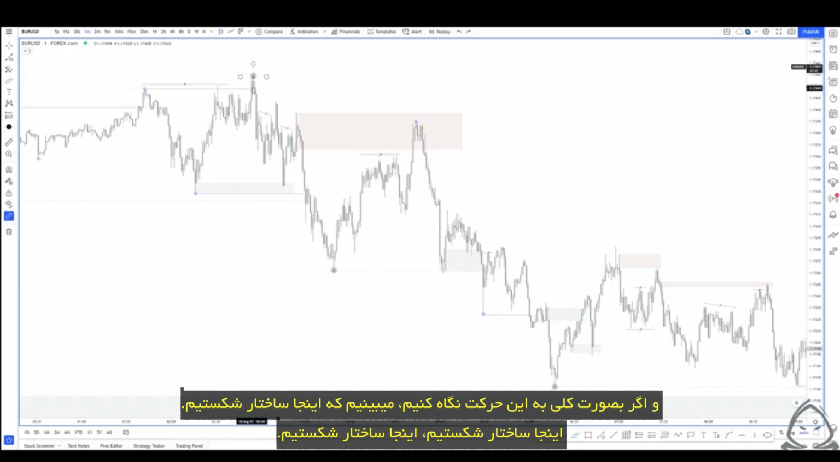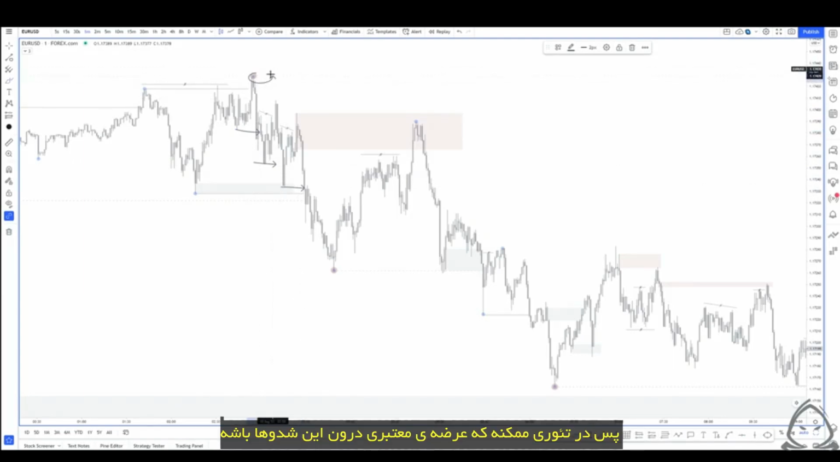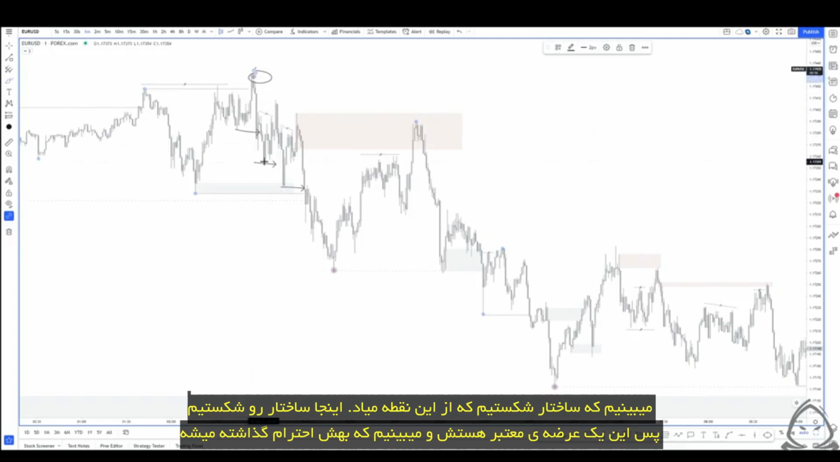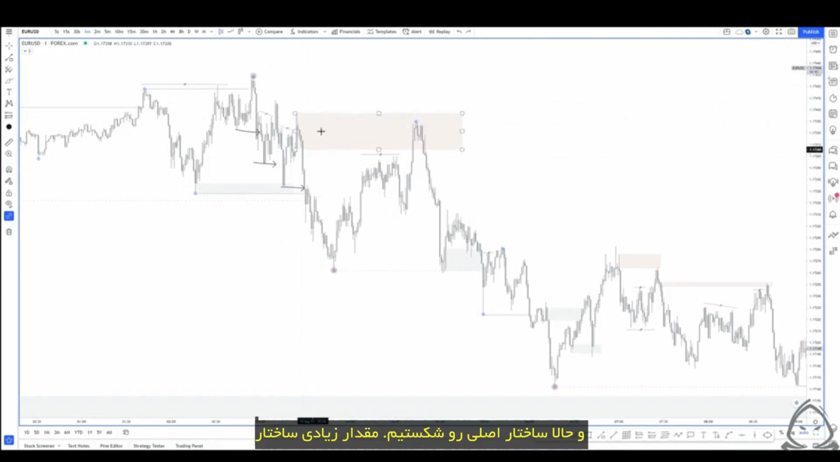And if we just look at this move in general, what we can see is we break structure here, we break structure here, we break structure here. So in theory, there may be a valid supply zone in these wicks. We can see that we break structure from this point. We break structure here, therefore this would be a valid supply zone, and as we can see, it does get respected. And then we now have broken real structure, a lot of structure.